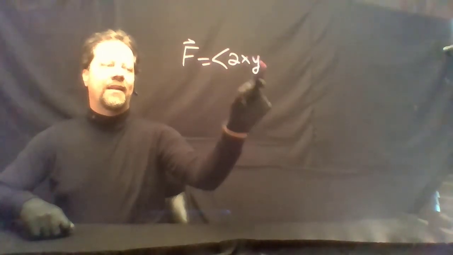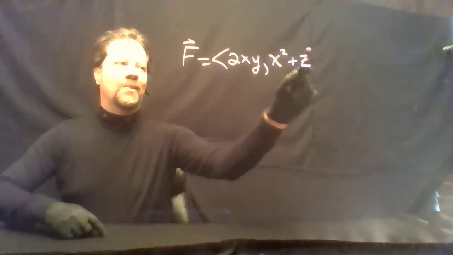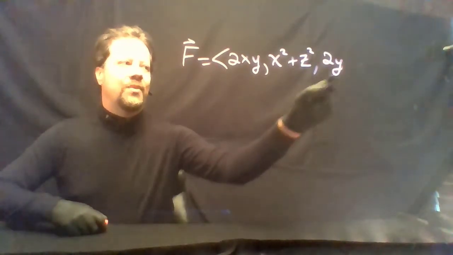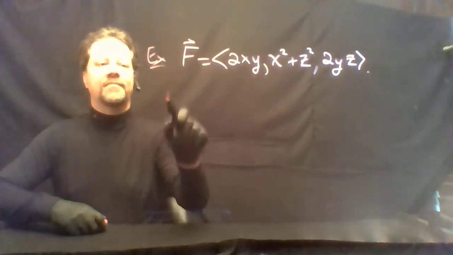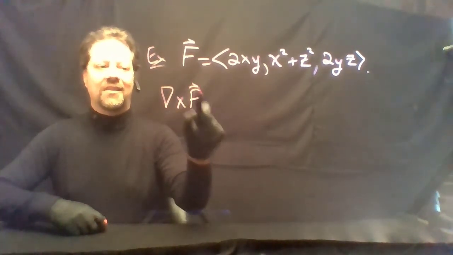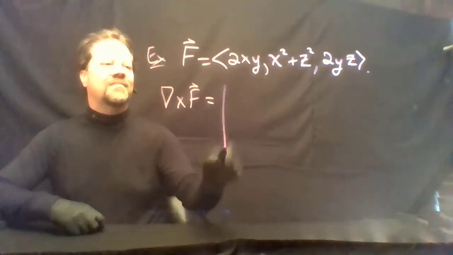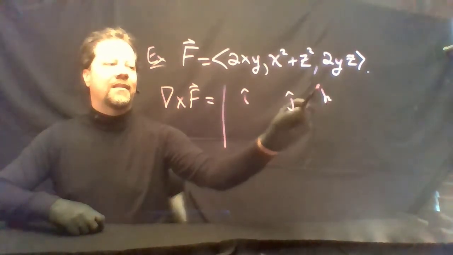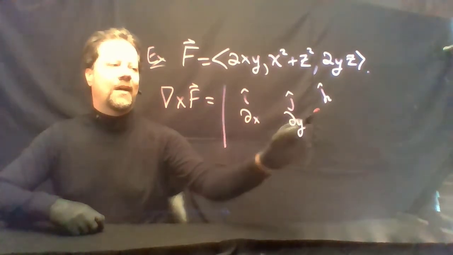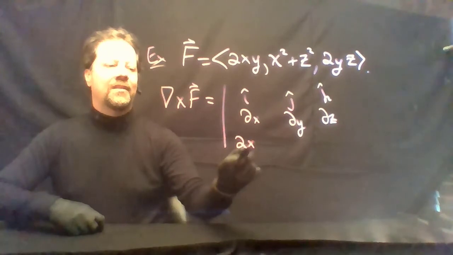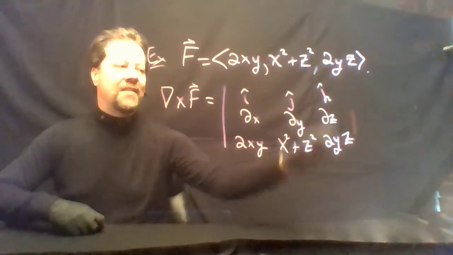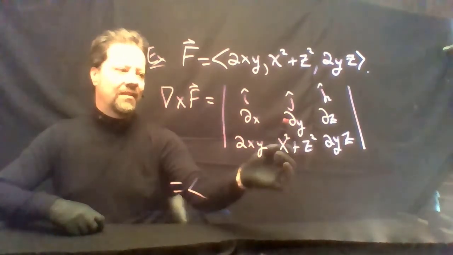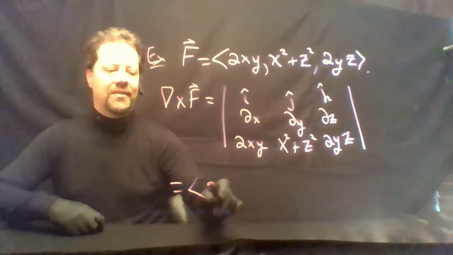Suppose I have the vector field 2xy, x squared plus z squared, and then 2yz. Is this vector field conservative? Let's calculate its curl to find out. We'll have i, j, k, dx, dy, dz, 2xy, x squared plus z squared, and then 2yz. We'll have 2z minus 2z.